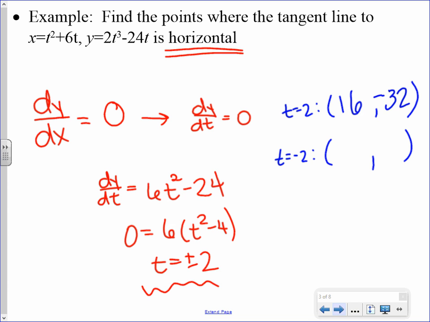When t is negative 2, what is our x value? Negative 8, yeah. And what is y? I think it's 8. No. So negative 16. It's 16 plus 48. 32. You were close, yes.